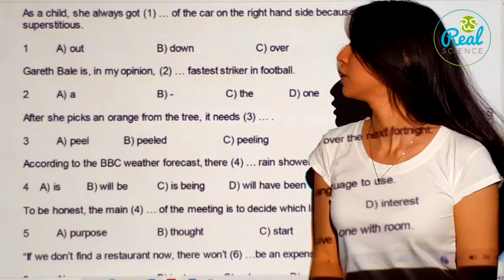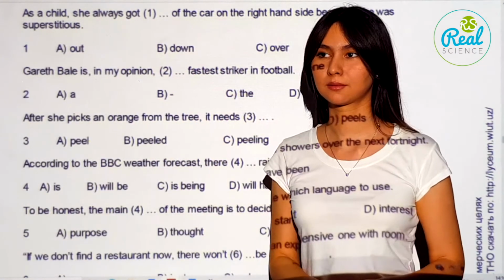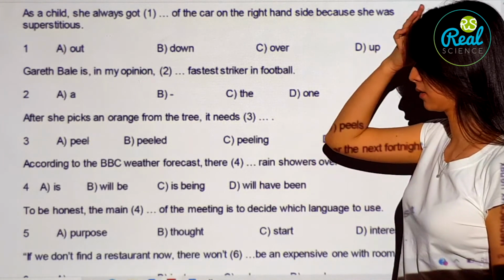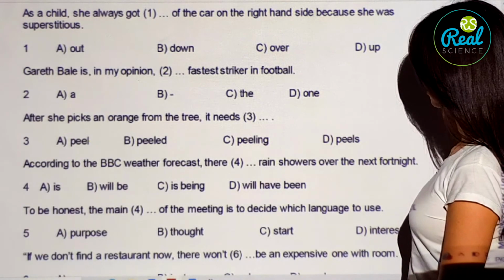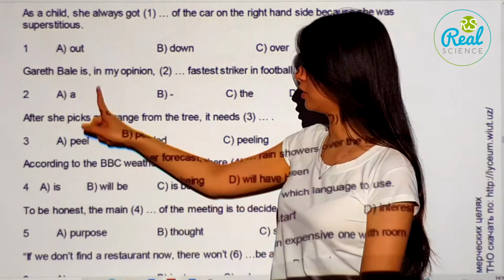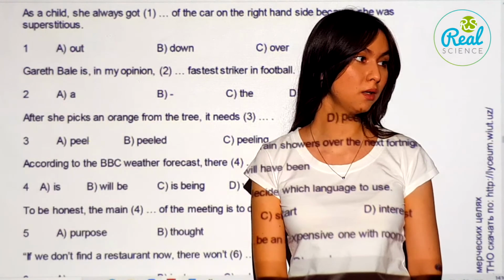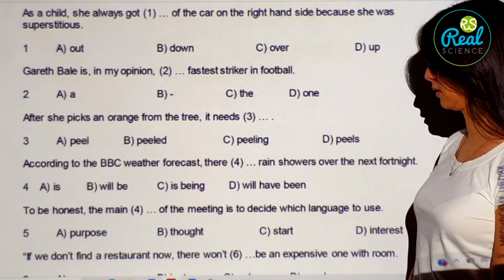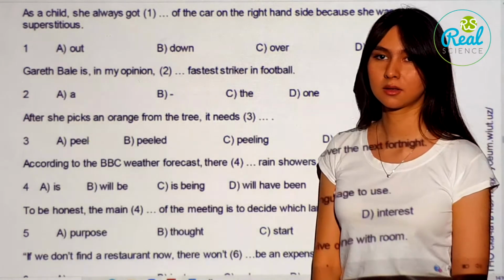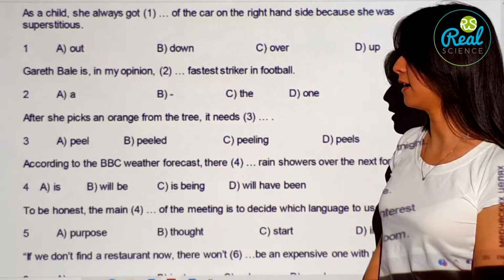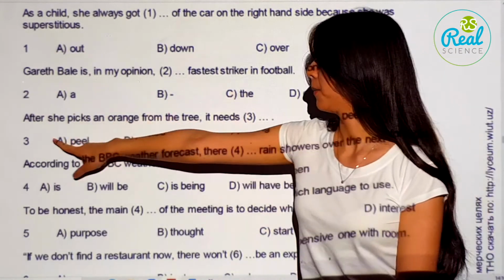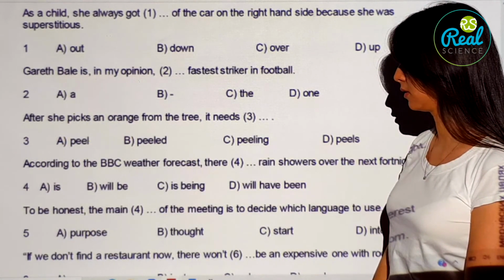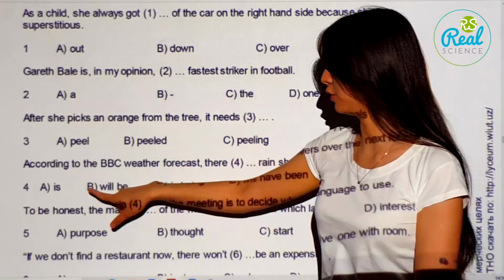Okay, good. So the first one, who wants to read? As a child, she always got out of the car on the right-hand side because she was superstitious. The correct answer is A1. Very good. So next one. Gareth Bale is, in my opinion, the fastest striker in football. Which answer? C. Okay, very good. It is C1. The third one. After she picks an orange from the tree, it needs peeling. C. Okay. Very good. Next one.